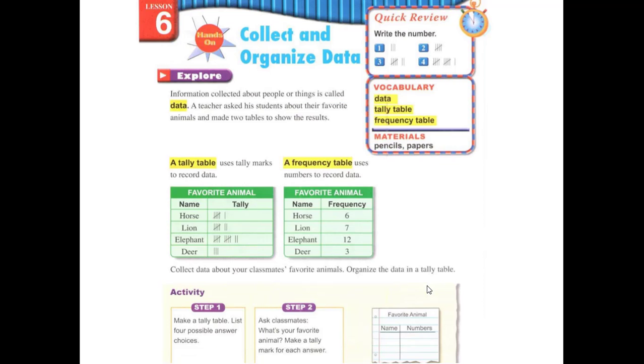Now we have collect and organize data. Be careful, guys. We have a tally table and a frequency table. A tally table uses tally marks to record data, but a frequency table uses numbers to record data. A tally table is just like this, okay? Each one represents 5. Okay?